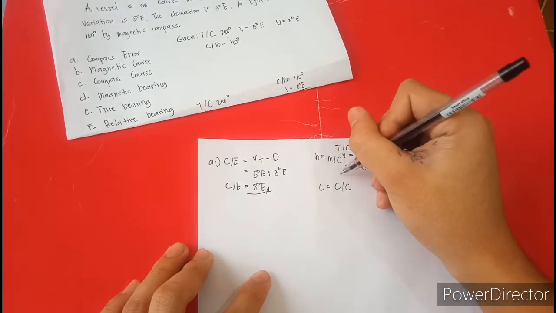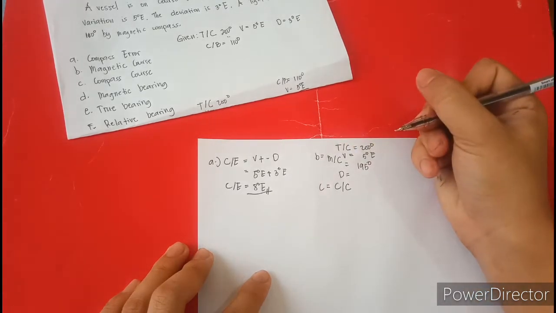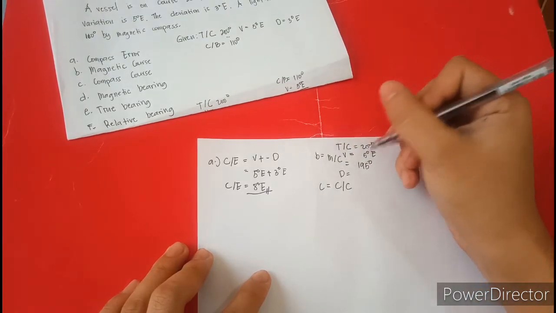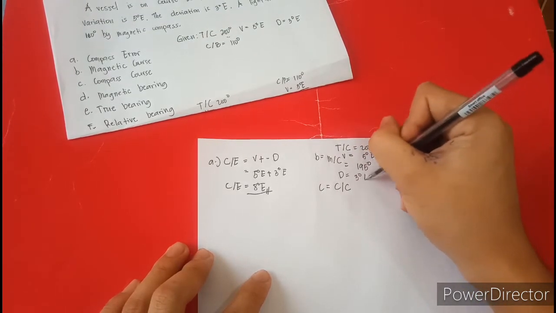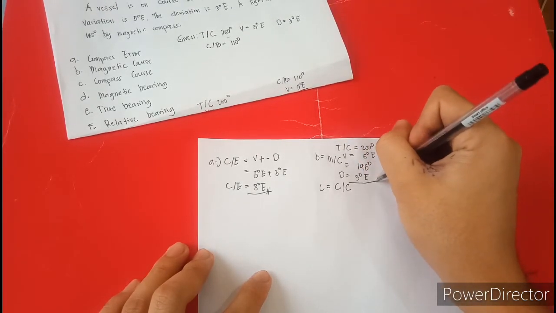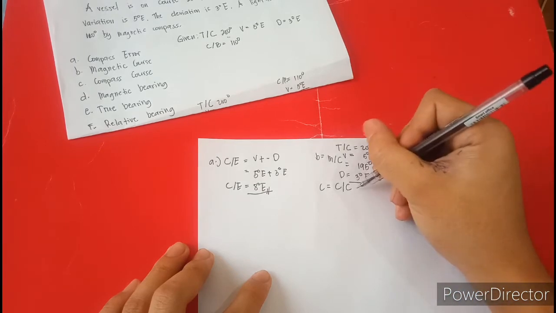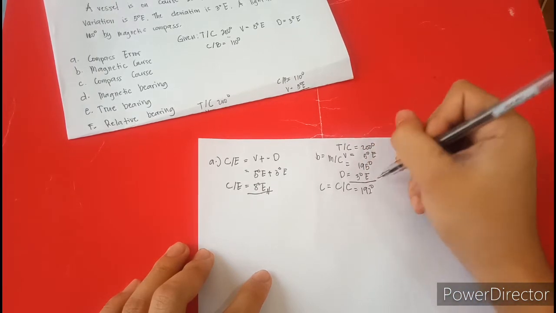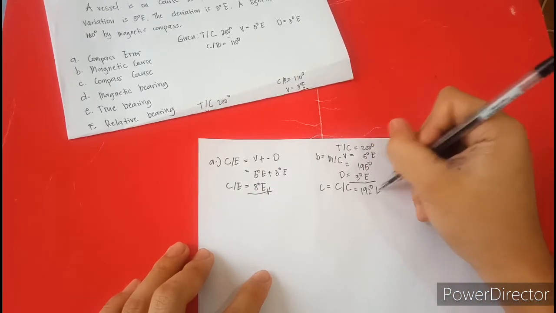Next, we're going to solve for the compass course. We use the deviation, which is 3 degrees east. So the compass course is 192 degrees.